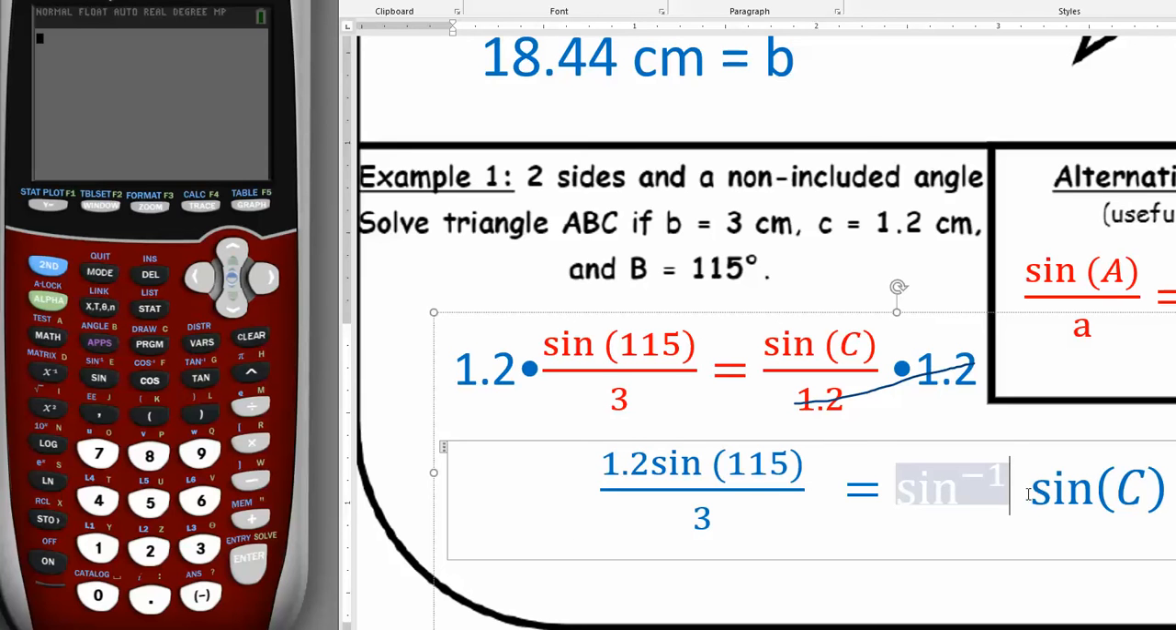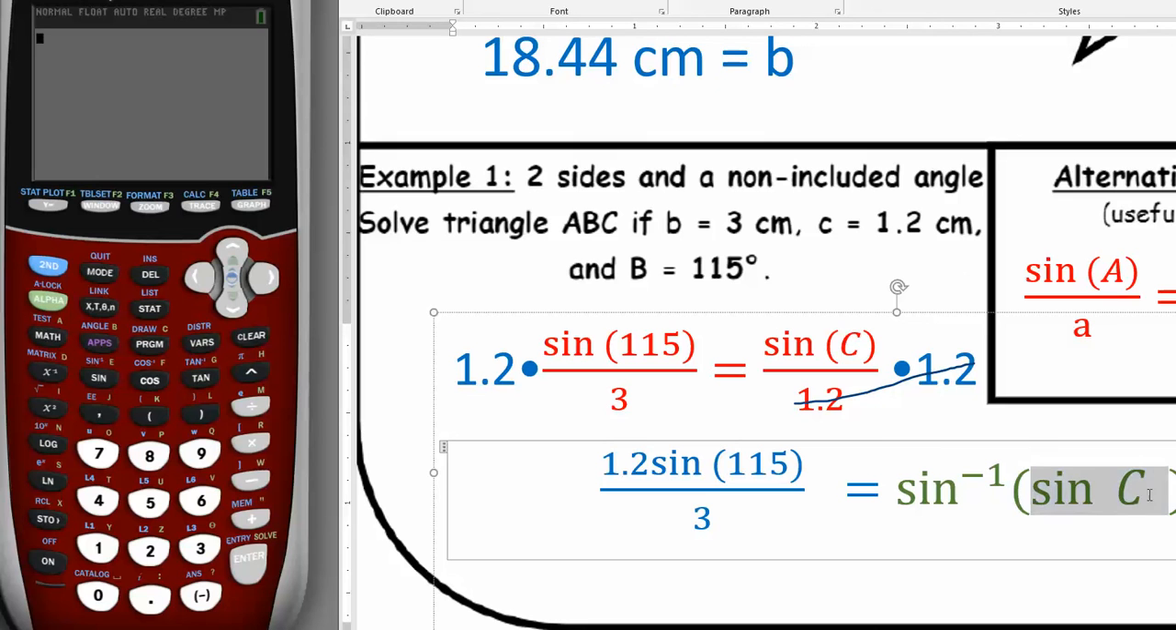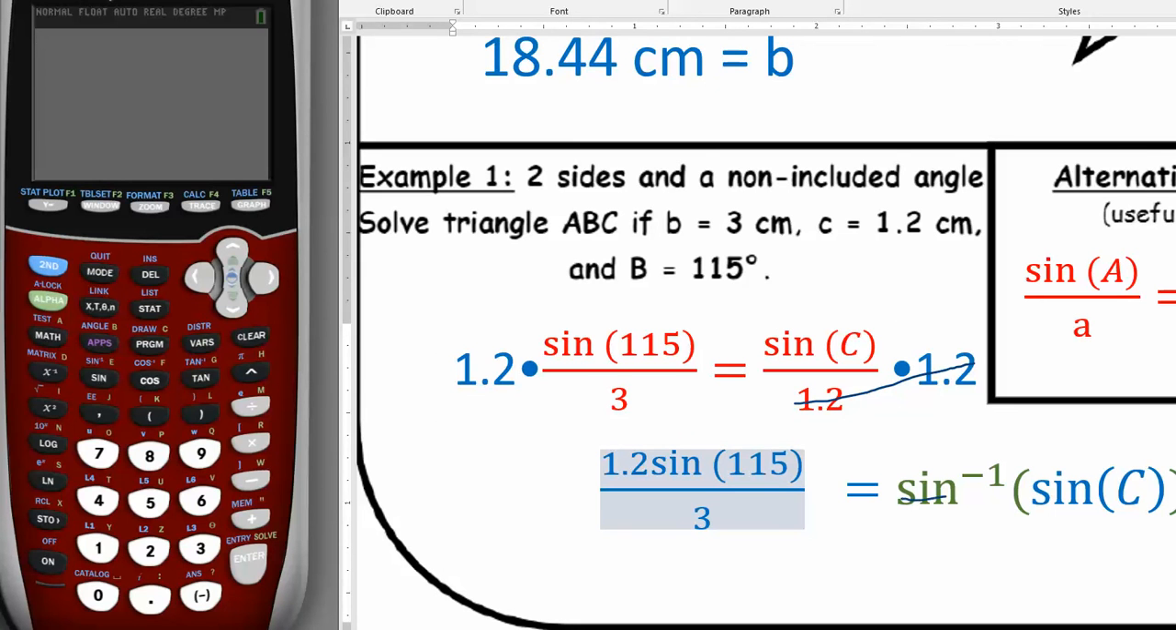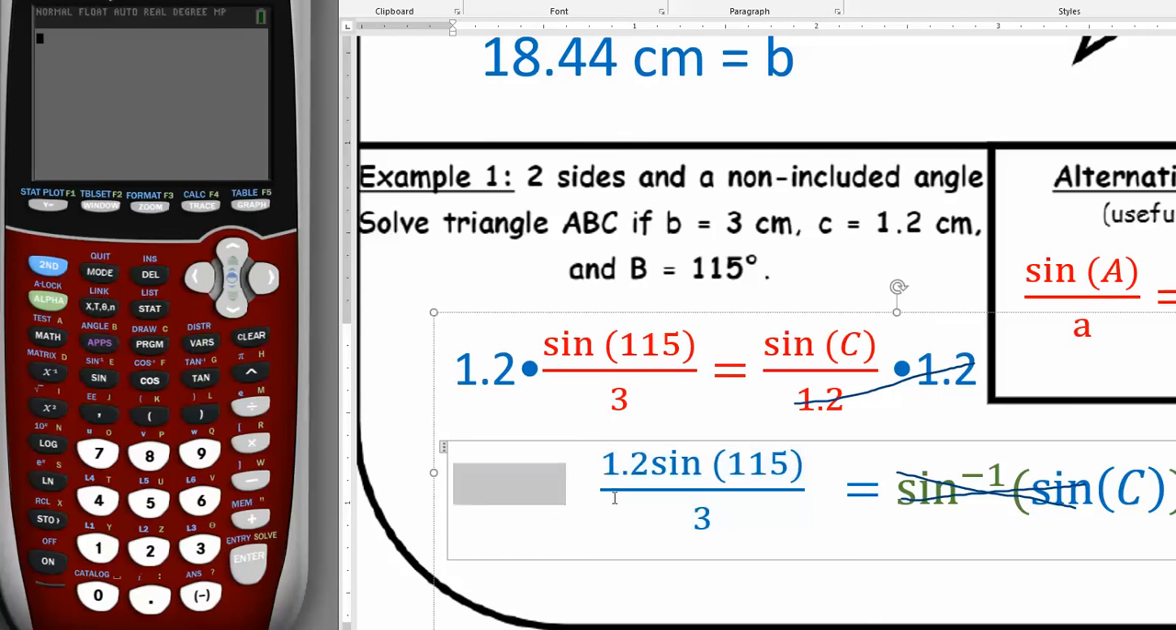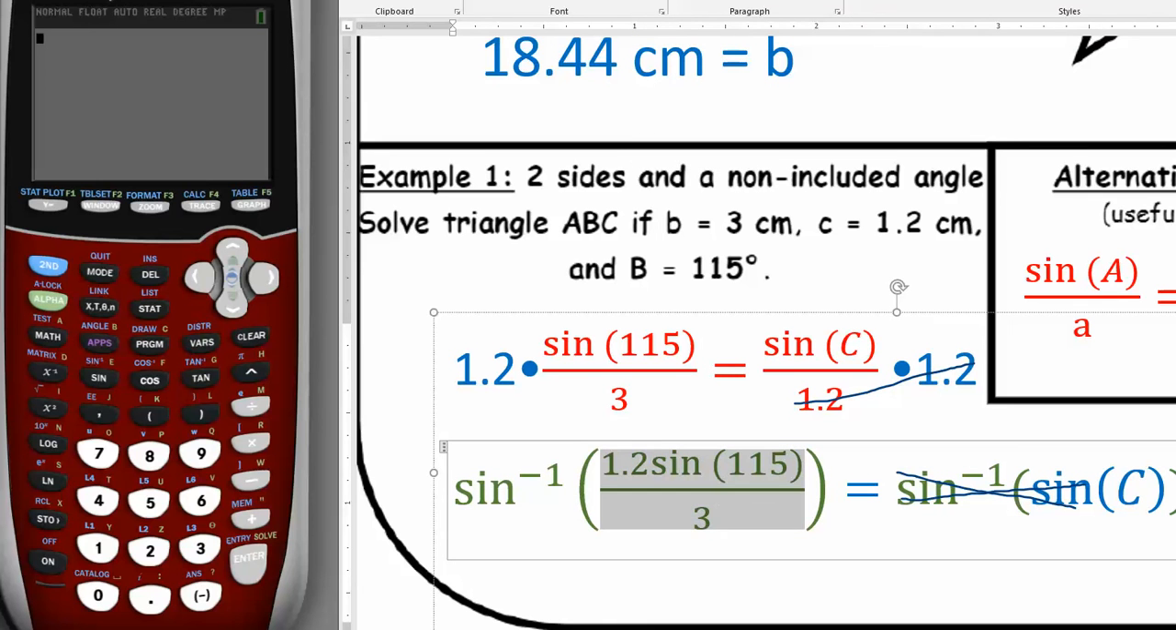Now, how do we undo sine of C? Well, we do the inverse sine of C. So when we take the inverse sine on both sides, so we're taking inverse sine of the sine of C, those will reverse engineer or undo each other so that we only have C left. And I'm trying to keep everything color coded so that you can remember what your steps were.